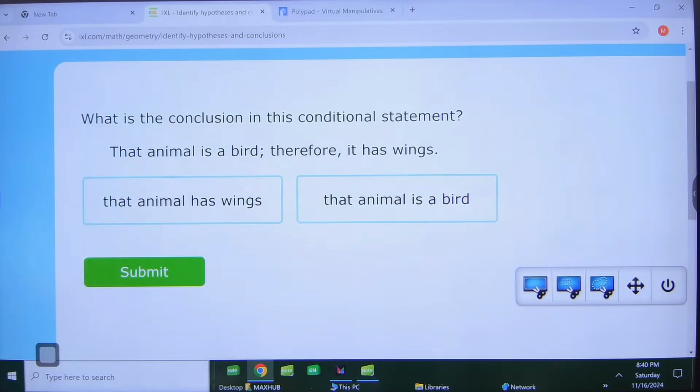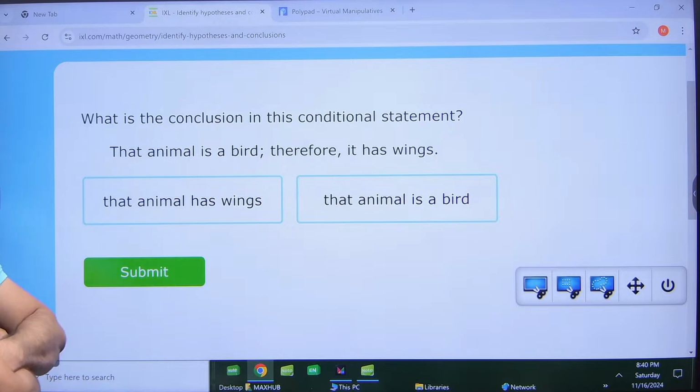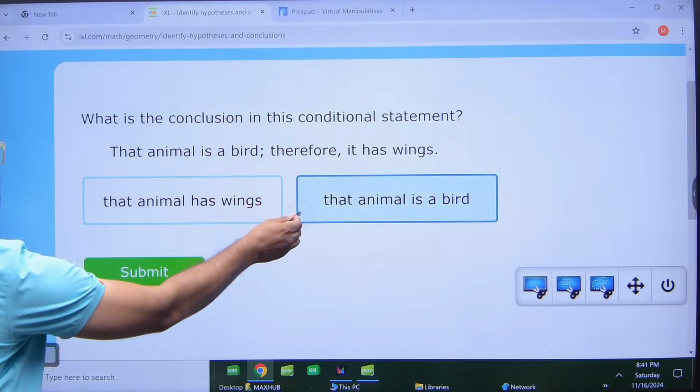What is the conclusion in this conditional statement? That animal is a bird, therefore it has wings. This came before, so it is coming again. The animal has wings. It is like the apple pie logic. If the animal has wings, that animal is a bird. So the conclusion is that the animal is a bird.